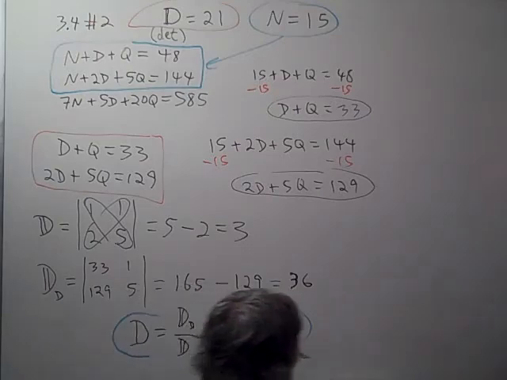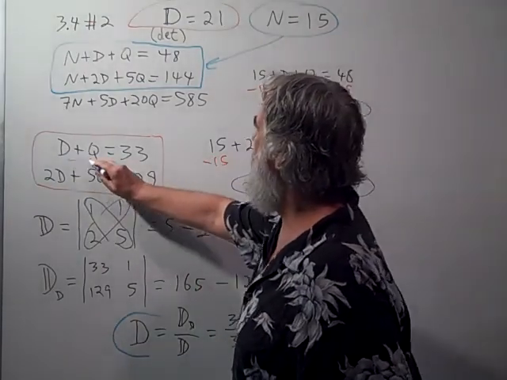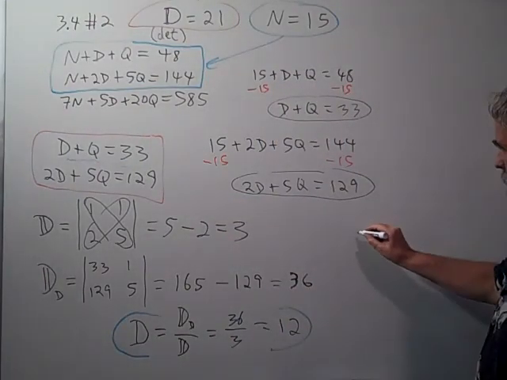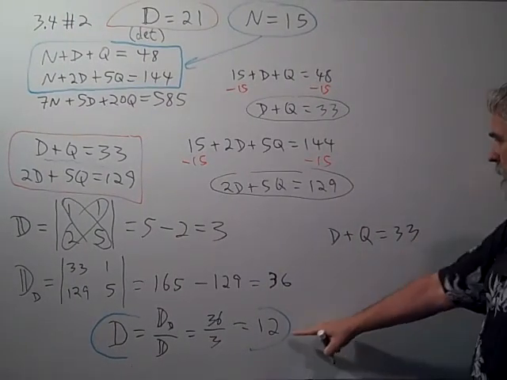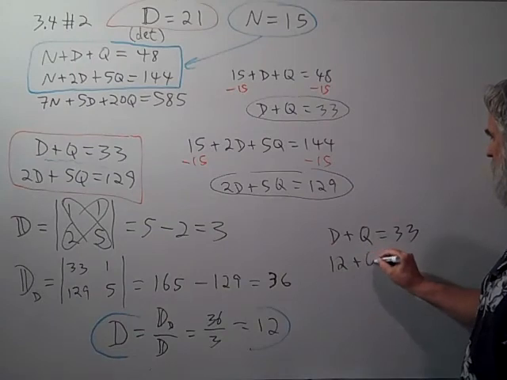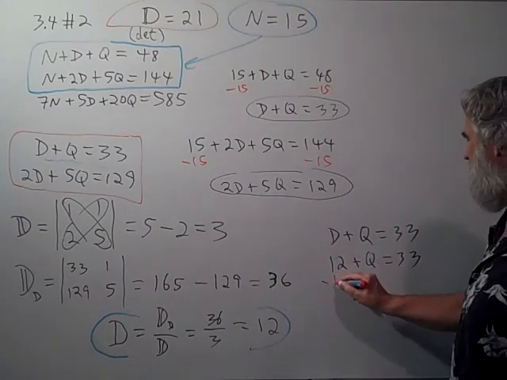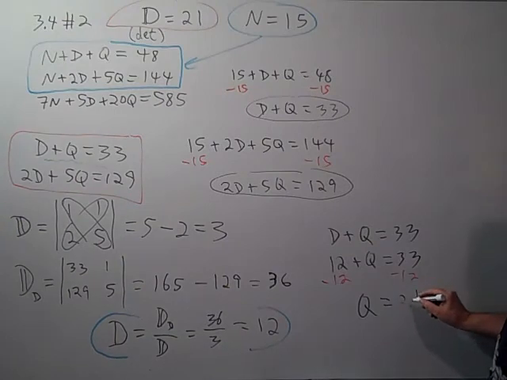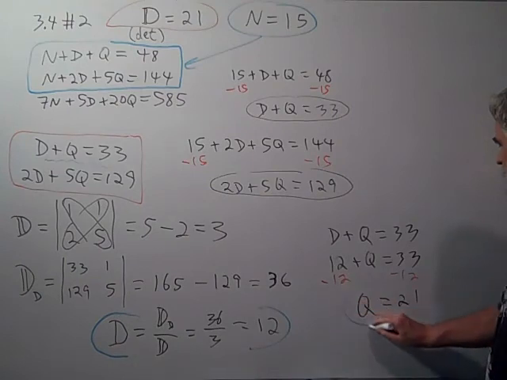Well, now we can finish this one off because d plus q add up to 33. So d plus q equals 33, but d we know is 12, so 12 plus q equals 33. And if we take away 12 from both sides, we've found that q is equal to 33 minus 12, which is 21. So we know there's 21 quarters.